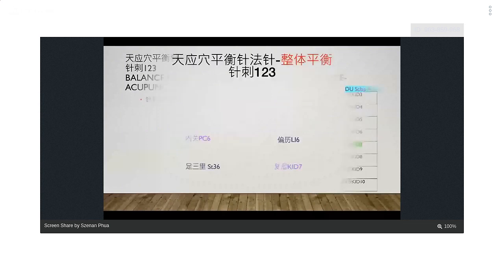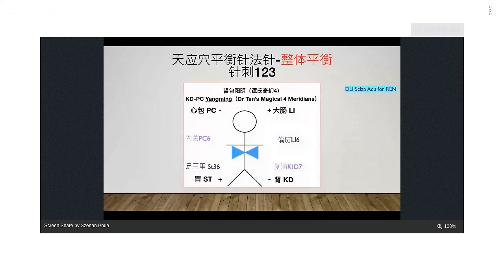This one I call KP Yangming, which is one of the 12 global balance patterns. In this KP Yangming, K means kidney, P means pericardium, Yangming: foot Yangming, stomach meridian, hand Yangming, large intestine meridian. It's also called Dr. Tan's magical 4 meridians. If you search it on Google, you see all those things.